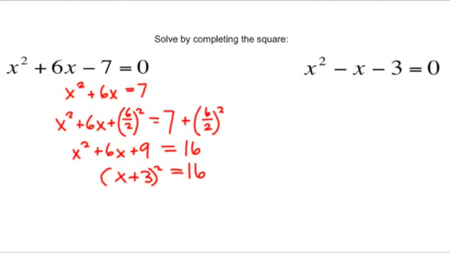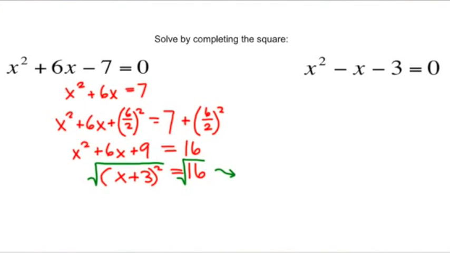equals 16, which means I have two potential solutions, because now I need to get rid of the squared, and we know the only way to get rid of a square is to take the square root. So I'm taking the square root of both sides, but now if we remember, if we take the square root of 16, there are two different answers we can get.